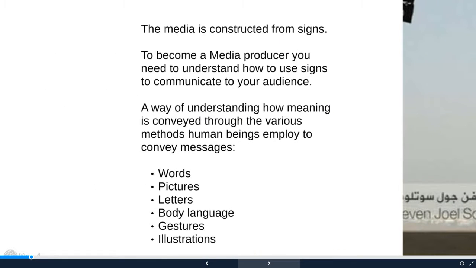Now, media, whether it be a film, whether it be a TV show, whether it be a brand on a poster, they're constructed from signs. To become a media producer, as you're in the process of doing, you need to be able to understand how to use signs effectively to communicate to your audience. A way of understanding how meaning is conveyed and communicated to your audience through different messages are listed in this slide here. Think about the way you're using these elements here, whether it be illustrations, letters, words, body language, to communicate to your audience in your visual project.